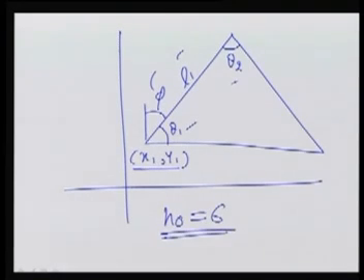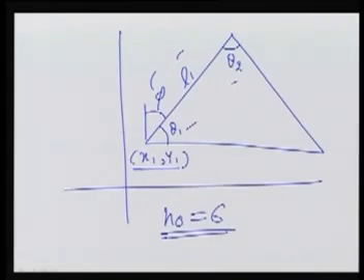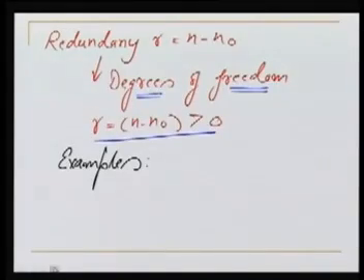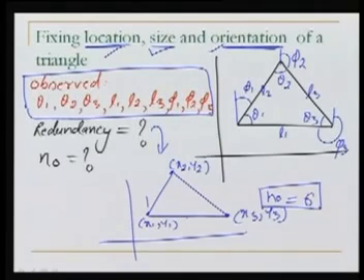So whichever way we go, we need a minimum of 6 observations in order to find the solution of this problem. The problem was to fix the location, size and orientation of the triangle. But the number of observations that we had taken was 9, or n was 9. So our redundancy R will be 3.